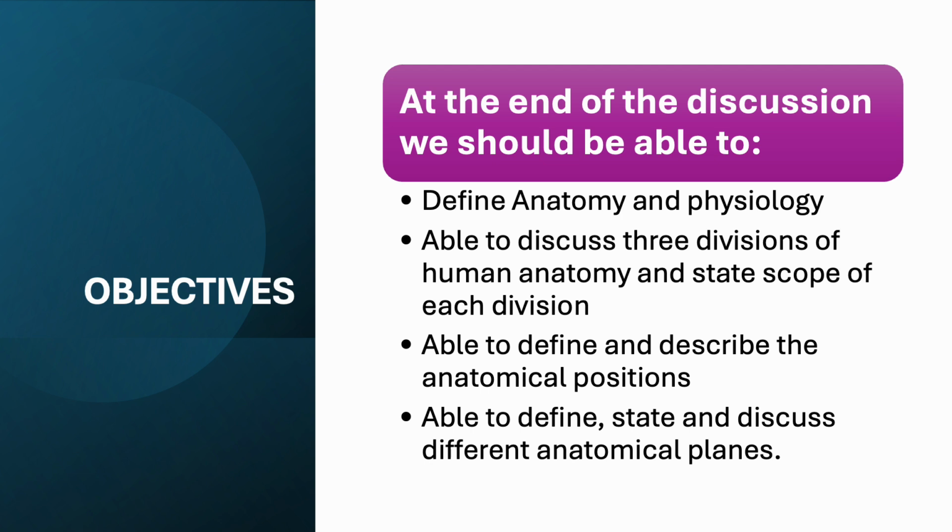So we're going to discuss anatomy and physiology. We'll be defining anatomy and physiology. We will discuss divisions of human anatomy and the scope of each division. We will describe the anatomical position and state examples of different anatomical planes.